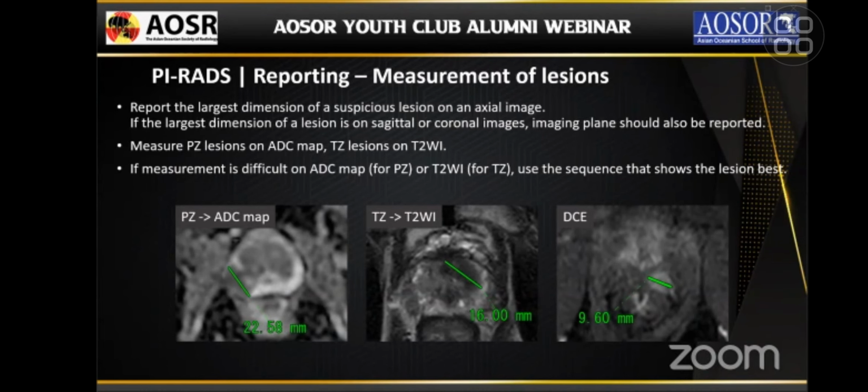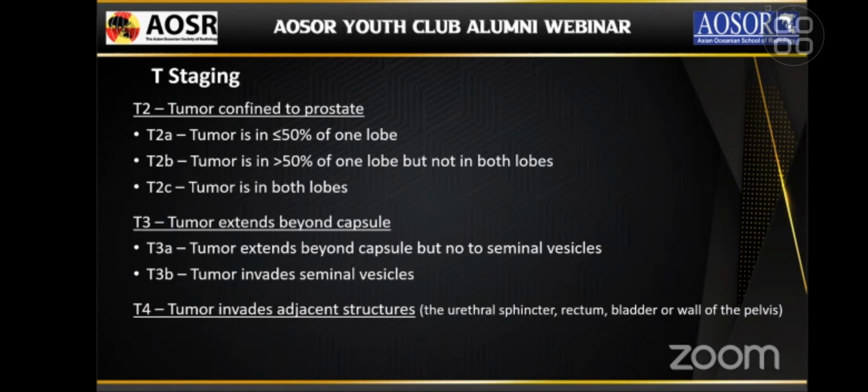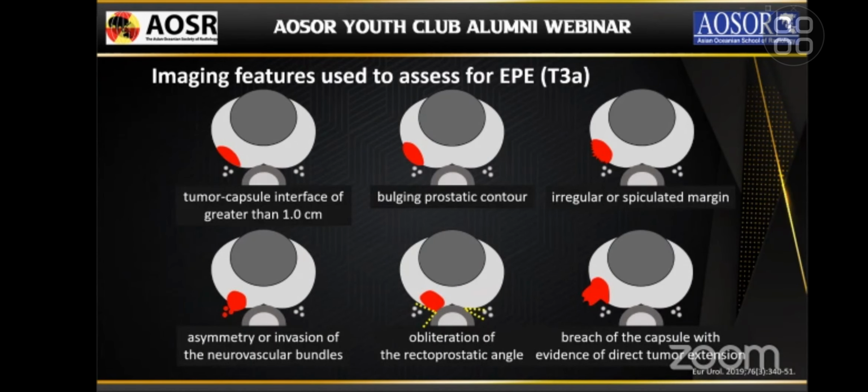Then, let's review T-staging. T3 and T4 must be diagnosed properly with MRI. Imaging features for T3A are shown here. Tumor capsule interface of greater than 1 cm, bulging prostate contour, irregular or spiculate margin, asymmetry or invasion of neurovascular bundles, obliteration of the rectoprostatic angle, and breach of the capsule with direct tumor extension.